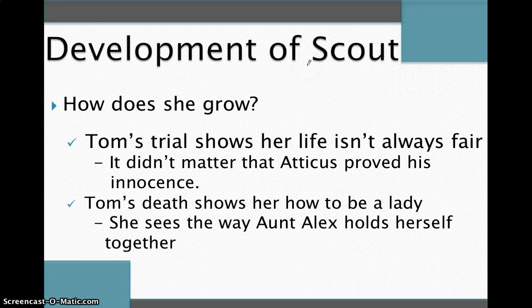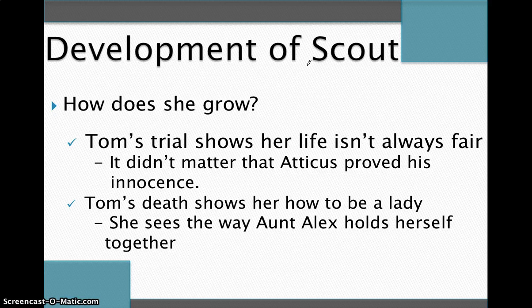Though there is a lot of different development in the story, especially for Scout, there are 2 key points that affect her as a character. The first is Tom's trial. It teaches her that life isn't always fair. At first, she can't understand why, even though Atticus proved he was innocent, Tom was found guilty. Once she comes to terms with it, it sticks with her and almost forces her to grow up a little, causing a serious development in the way she thinks.